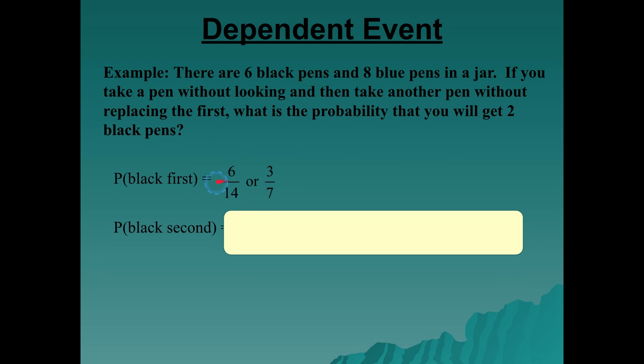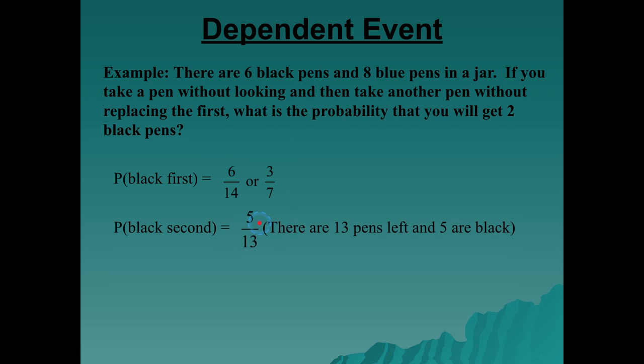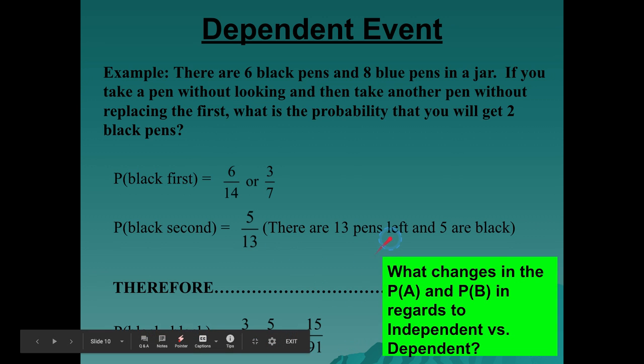So what happens? If I took one away and don't replace it, are there still 14 pens in there? No. That now becomes 13. And if I selected a black pen the first time, do I have 6 black pens in there? No. So for your second probability, there are 13 pens left and there are 5 black ones. So it's 5 out of 13. Therefore, you multiply those two together.